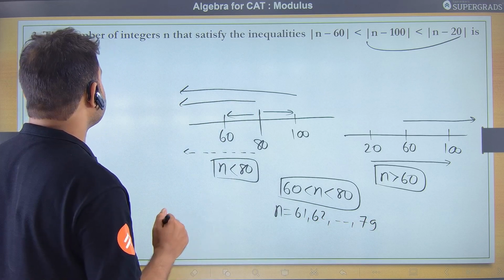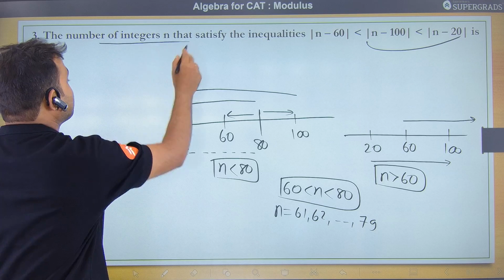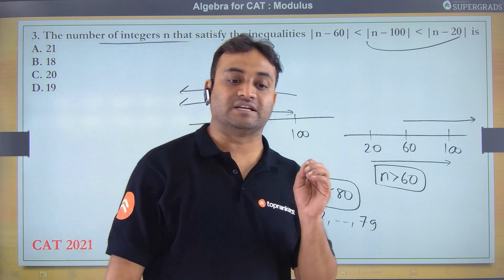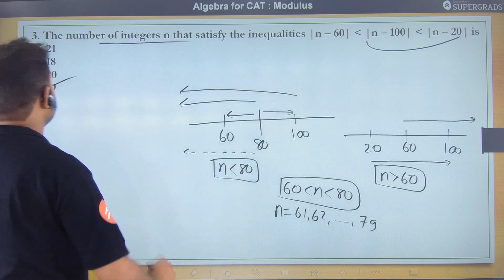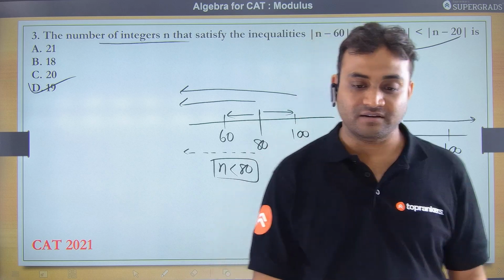Why have we taken this? Because it says the number of integers n, so we are only talking about integers. How many integer values will there be? 19. Answer is option D. All right.